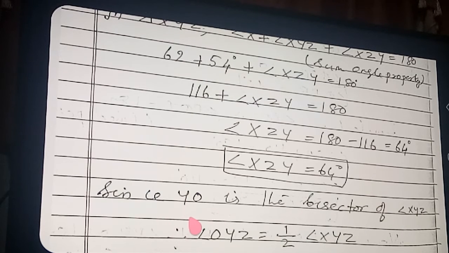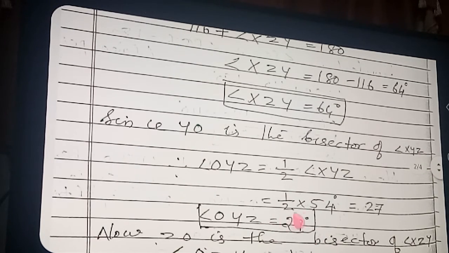Since YO is the bisector of angle XYZ, OYZ is equal to half of XYZ. From the diagram I already showed you. Therefore, half of 54, how much do we get? 27 degrees. Angle OYZ is 27 degrees.